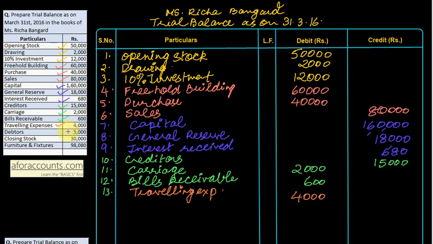Debtors. Debtors have debit balance, creditors have credit balance, that we know. So debtors, having debit balance. So debtors 5,000 to your debit.